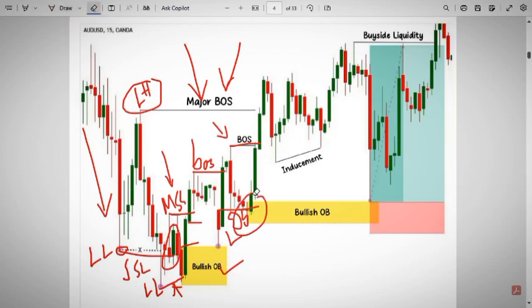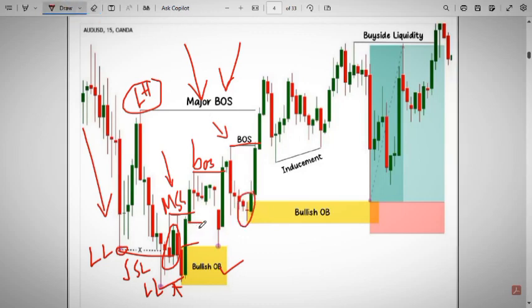Let me remove this. So we have the third order block here, this one here. That's our third order block. That's still unmitigated, but the lower ones are already mitigated. And if you look closely, you can see we have a fair value gap there. If you remember, one of the reasons an order block may fail is a price leg that filled the fair value gap. You can see here, we filled the fair value gap there. You see, this leg is the one that filled the fair value gap.